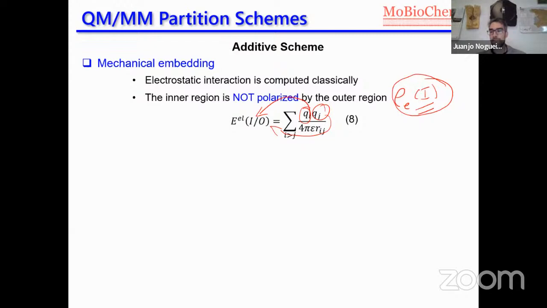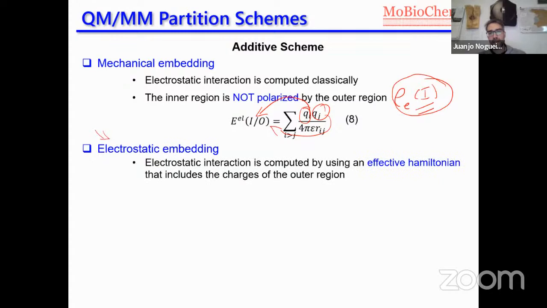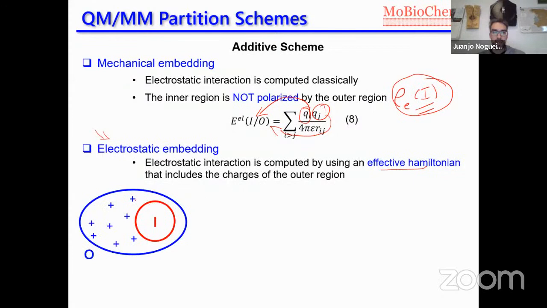Okay, we have a second approximation, which is likely the most employed one nowadays, which is called electrostatic embedding. Here, as in the case of the subtractive scheme, the new one that I explained before, the electrostatic interaction between both layers is computed with an effective Hamiltonian, okay? And in this effective Hamiltonian, we have the charges of the classical region included in the Hamiltonian of the inner region, okay? So this is the effective Hamiltonian.